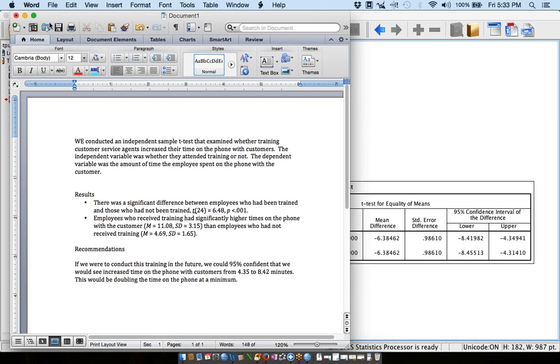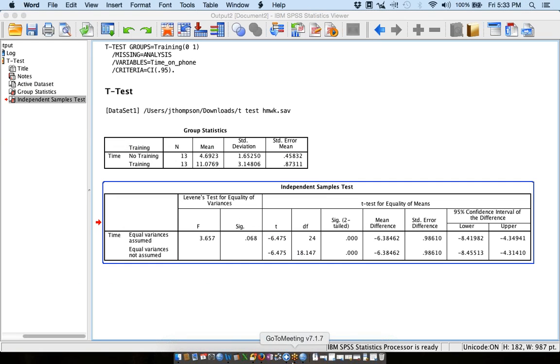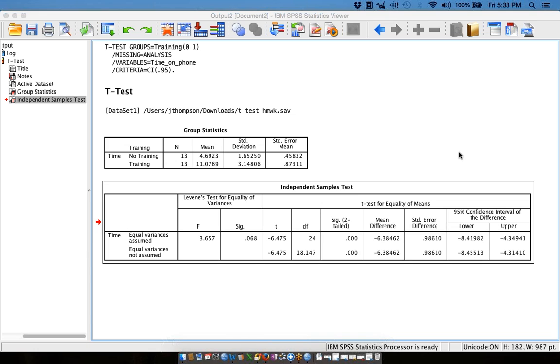Next week we'll learn about how to do the effect size and to do the table and graph. But for now, that is all on t-test.